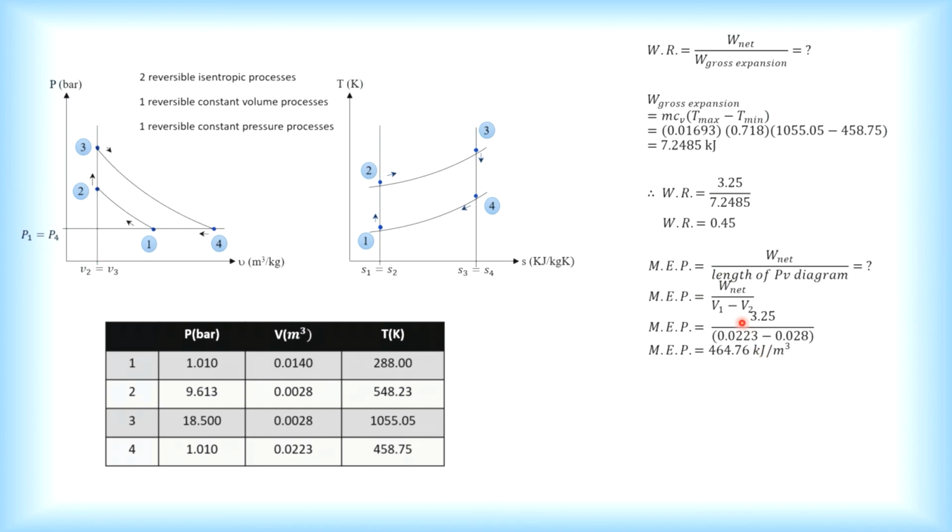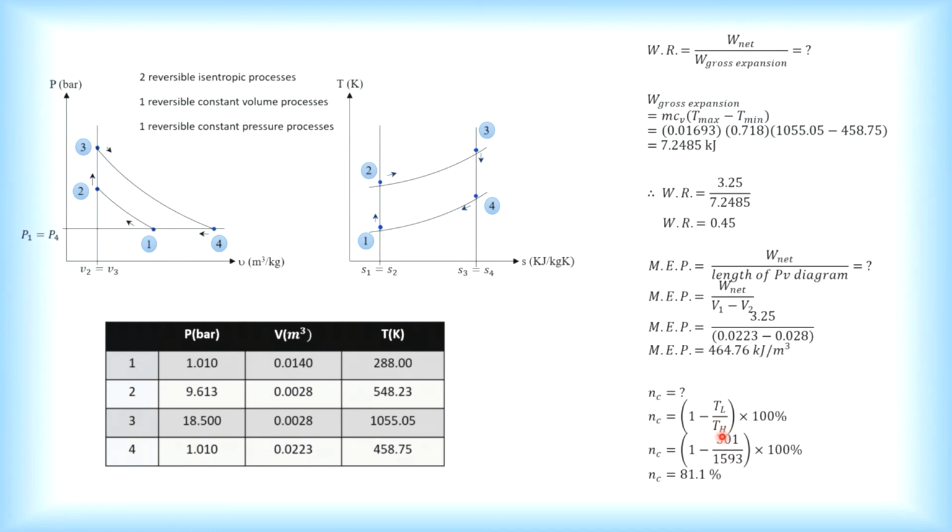Not V1 minus V2. Here is another one. It is V4 minus V2 or V3. I used V4 here because when I pasted this, it was V1 minus V2. So it should be V4 minus V2. V2 is 0.0028, V4 is that. So this is correct, and it can be 4.65 bar.